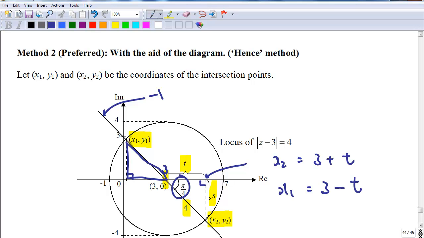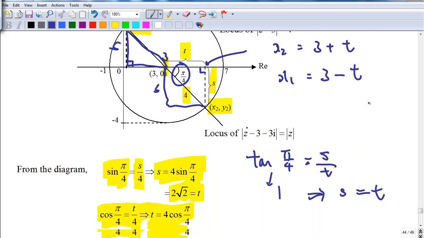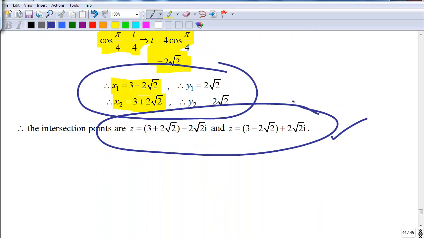Now if you're still wondering how to get y1 and y2, then you have to again look at this point. This point is 3, 0. And in particular, this is your s, and this is the s here. So your y2, for example, is just minus s, and your y1 is just s. Giving you the same pair of complex numbers as in method 1. Done.